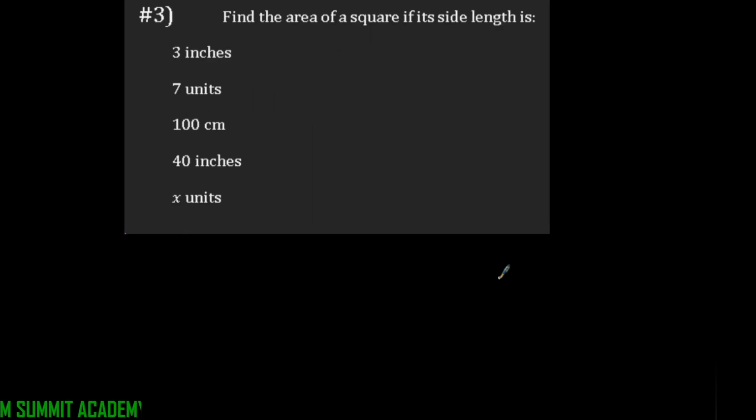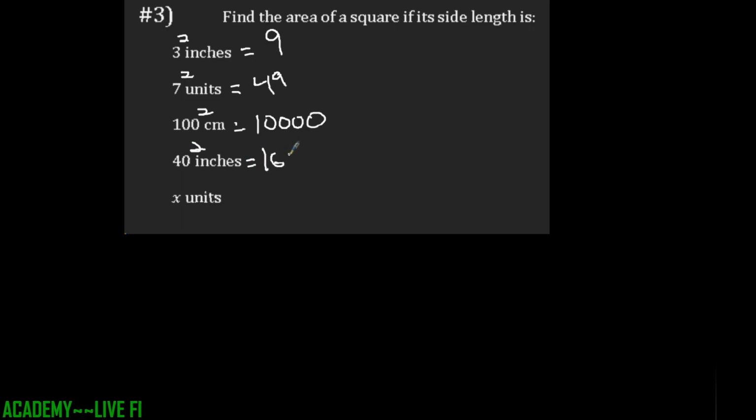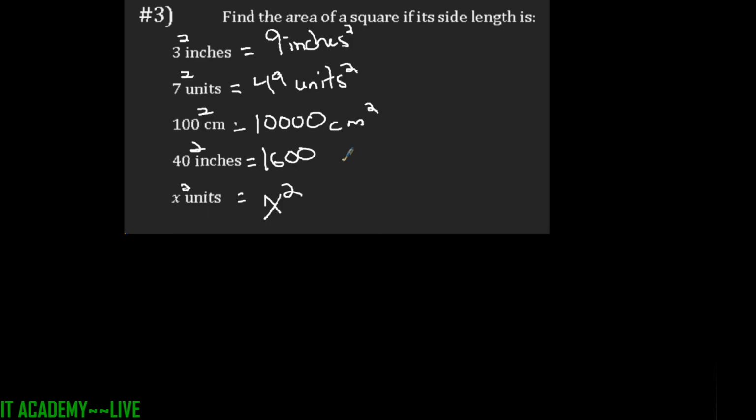And lastly, for number 3, it says find the area of the square if its side length is given. So it gives us a side length, so now we can just square these. So this is going to be equal to 9. This is going to be equal to 49. This is going to be equal to 10,000. This is going to be equal to 1,600. And this is just going to be equal to x squared. So let me put the units on each of those. So it'd be 9 inches squared. That's going to be 49 units squared. 10,000 centimeters squared. 1,600 inches squared. And x squared units squared. It's getting real simple.